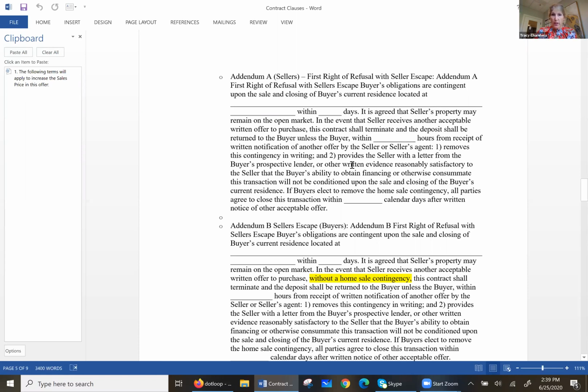One, remove this contingency in writing. And if you do remove that, you have to provide the seller with a letter from the buyer's prospective lender or other written evidence reasonably satisfactory to the seller that the buyer has the ability to buy the house or consummate this transaction is not conditioned upon the sale and close of the buyer's current residence. If the buyers elect to remove this home sale contingency, all parties agree to close this transaction within 30 days after the written notice. Okay, now the only difference, like I said, is this.